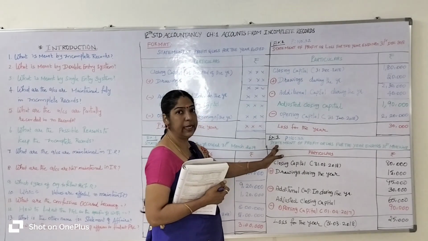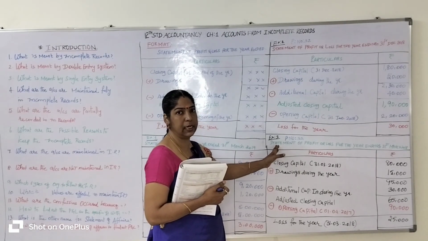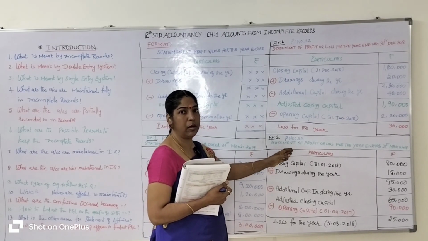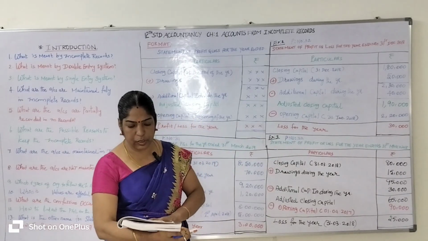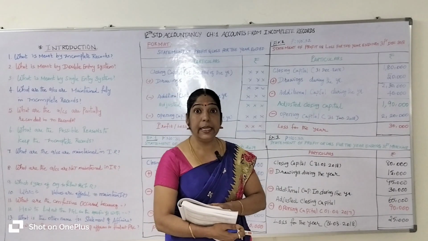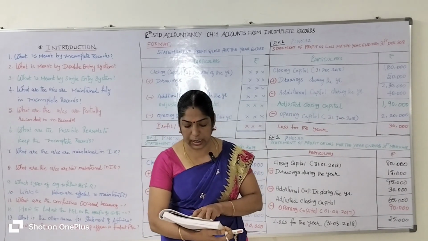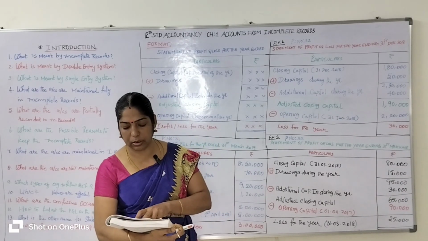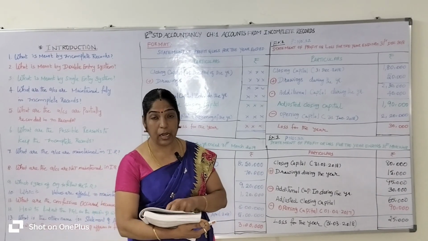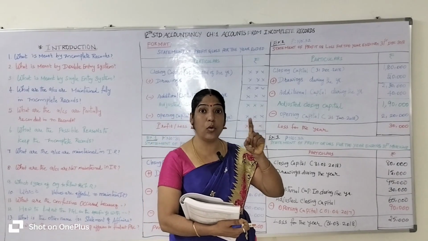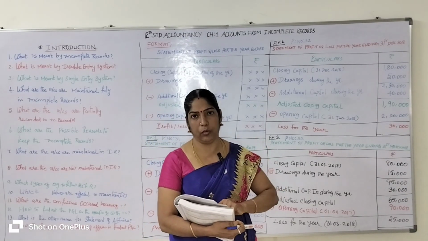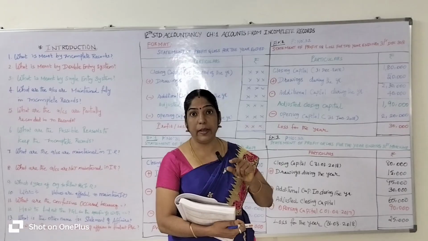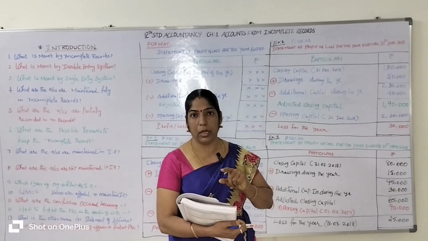First, we are going to enter the heading. What is the heading? Statement of profit and loss for the year ending. Which date are you going to enter? The end of the accounting period. What is the end of the accounting period? 31st March 2018. There are 3 accounting period dates given here. You always enter the closing capital date. This is the clue for you. Always enter the closing capital accounting period.